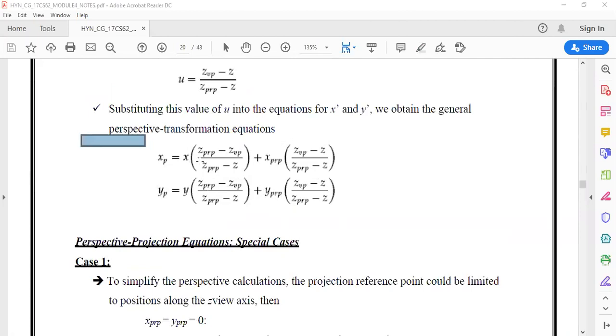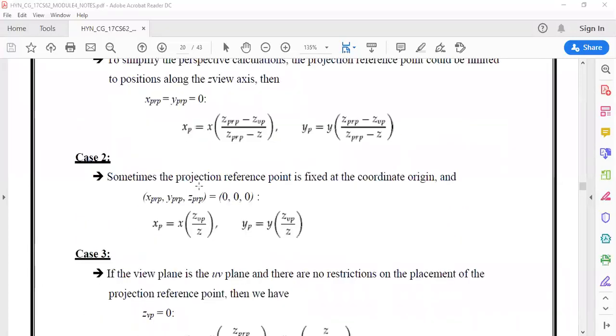So xp is equal to x into zprp minus zvp divided by zprp minus z, plus xprp into zvp minus z divided by zprp minus z, and yp is equal to y into zprp minus zvp divided by zprp minus z, plus yprp into zvp minus z divided by zprp minus z. Here, prp stands for projection reference point and vp for view plane. These are the general perspective transformation equations.